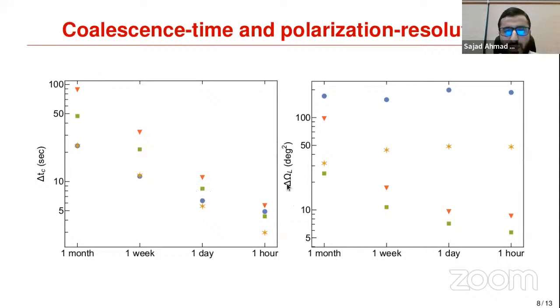Yeah, so apart from this, in the right plot, I'm showing the polarization resolution as a function of time left before merger. This polarization resolution actually shows how well we are able to resolve the orbital angular momentum, or if there is any jetted emission from the binary, how well we can resolve that. And if you see around 1 hour before the merger, we are getting polarization resolution between 5 to 10 square degrees, and in case of lower mass system, that's around 50 square degrees.